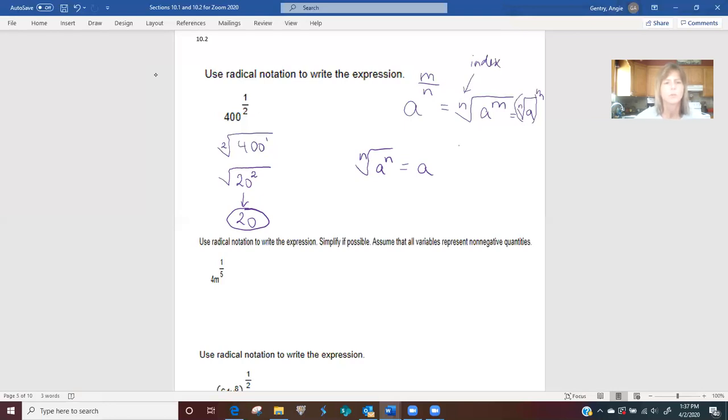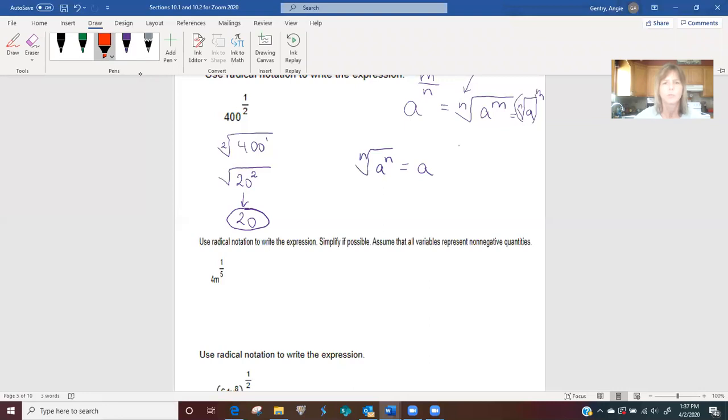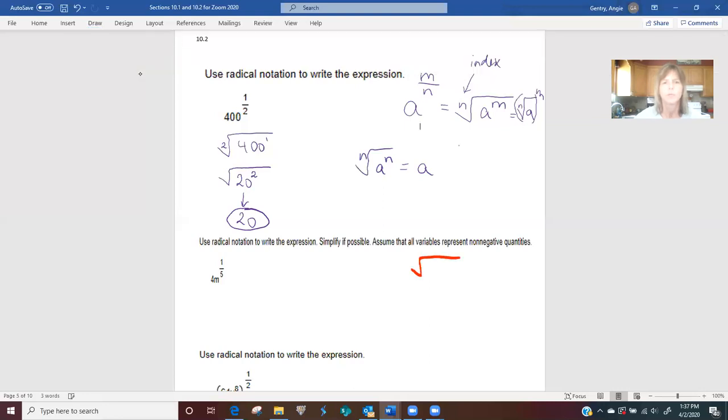On the next one, it says use radical notation to write the expression. Simplify if possible. Assume that all variables represent non-negative quantities. We're going to assume that for this whole lesson, because if a variable were negative and the index is even, you'd have a problem because that causes a not real number. Here, students often write this as, and I'm going to do it in red because it's incorrect, the 5th root of 4m, for example.